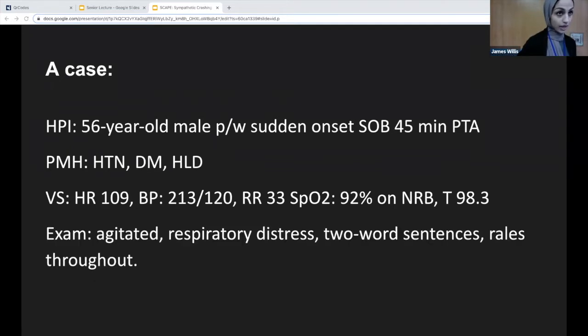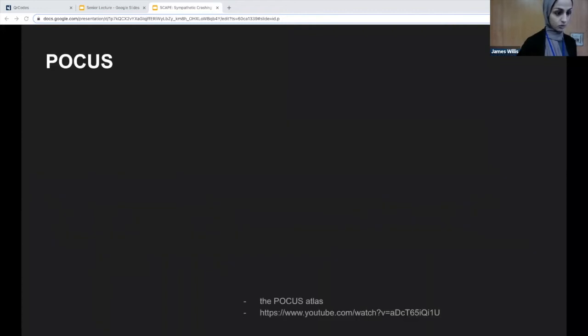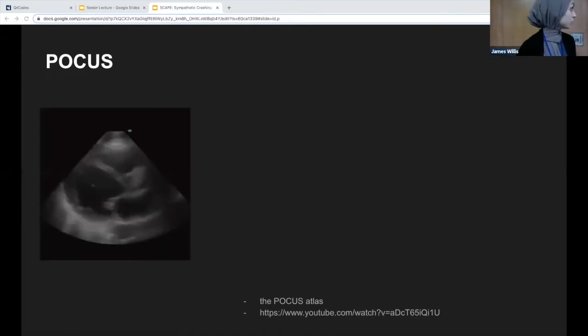So the patient arrives, he's agitated, he's in clear respiratory distress, barely getting out 2-word sentences. You listen to his lungs and he has rales diffusely. So you call respiratory and then you put the sono on him, and this is what you see. So he has a pretty reduced ejection fraction. You can see the LV is not contracting very well, and the mitral valve is not hitting the septum.